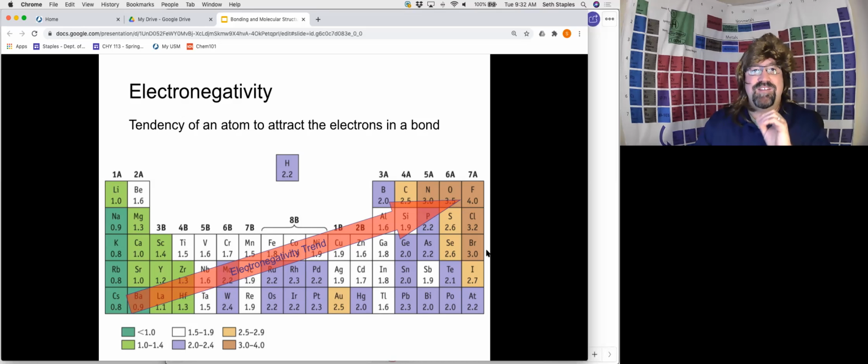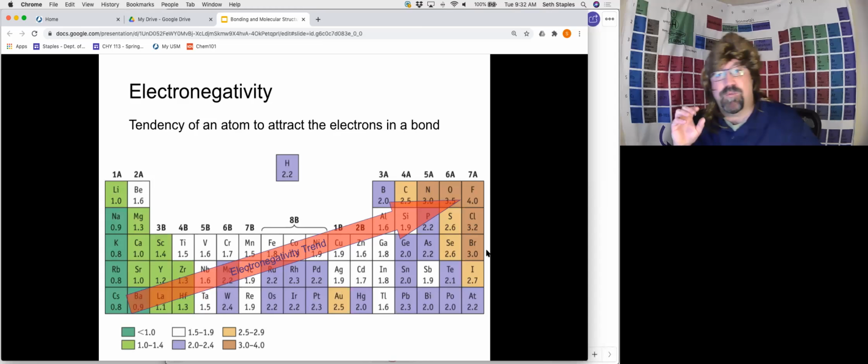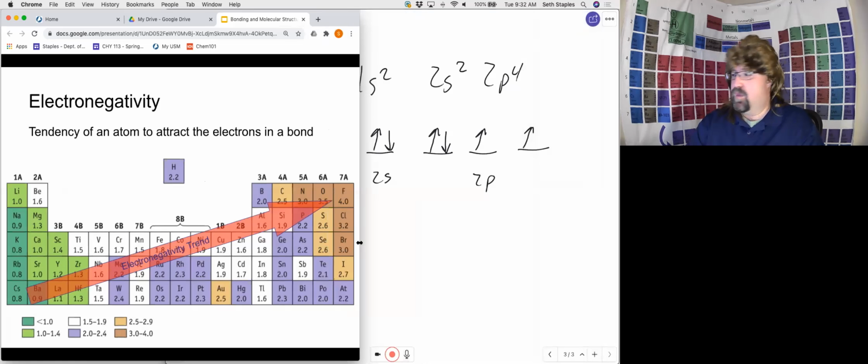Electronegativity is the tendency of an atom to attract the electrons in a chemical bond. And so atoms with a higher electronegativity, when they are in a bond, the electrons that make up that bond will spend more time near that atom with a higher electronegativity. In other words, let's look at a couple examples here.